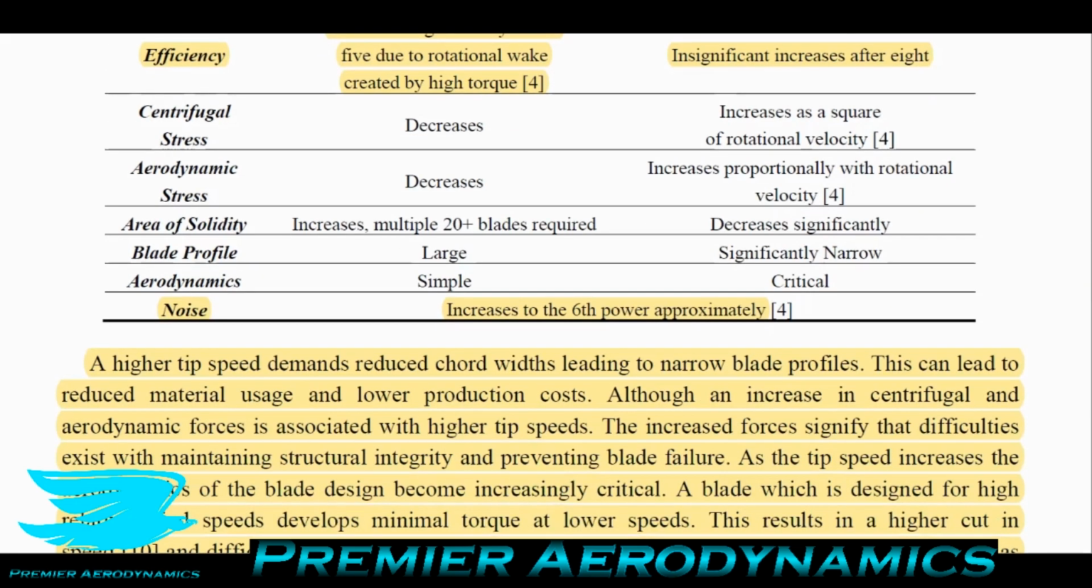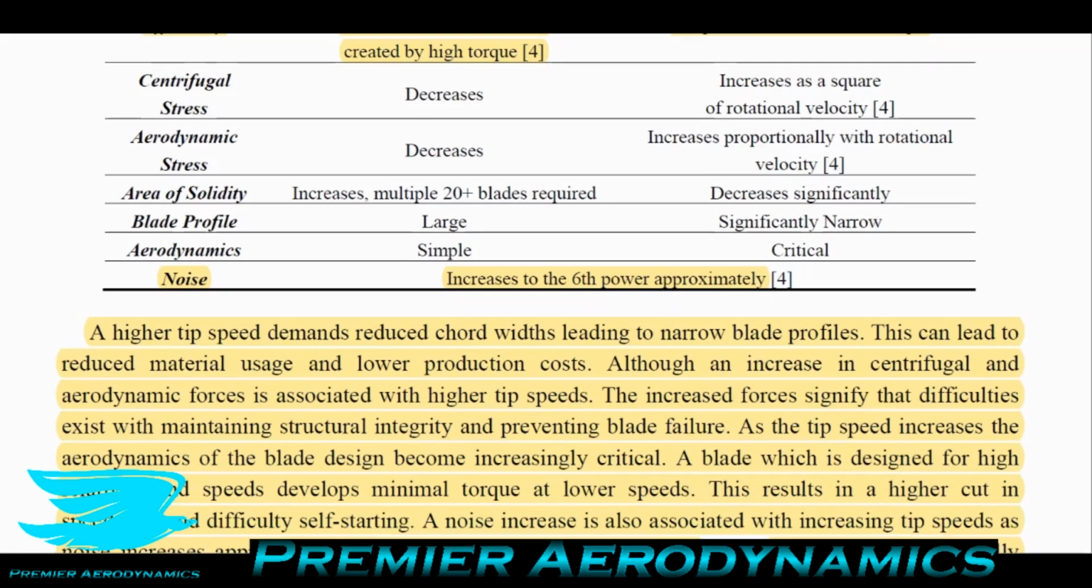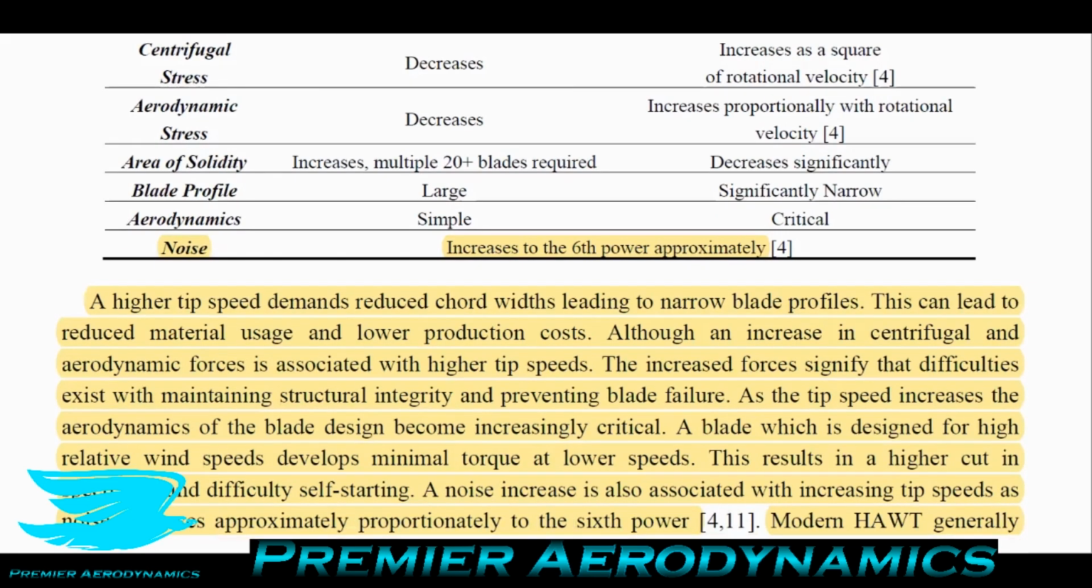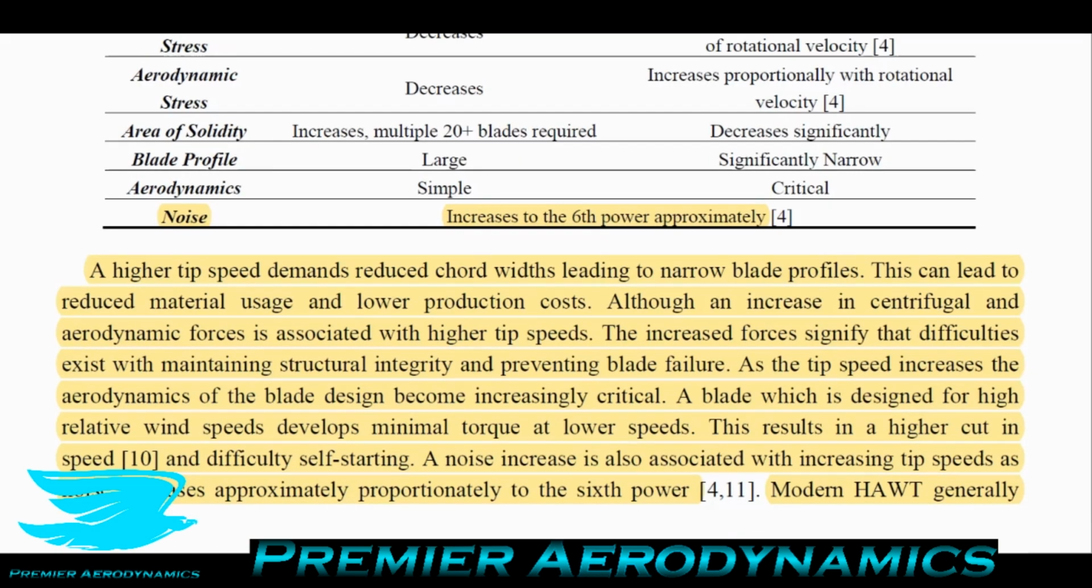They say that a high tip speed ratio demands reduced chord widths, leading to narrow blade profiles. This can lead to reduced material usage and lower production costs, so that's good. However, an increase in centrifugal and aerodynamic forces is associated with high tip speeds. That makes sense. If you have something rotating faster, there's going to be more loading on the gearbox and the bearings and all that. So then you might have to reinforce them, and that makes the production costs go higher. They say the increased forces signify that difficulties exist with maintaining structural integrity and preventing blade failure.